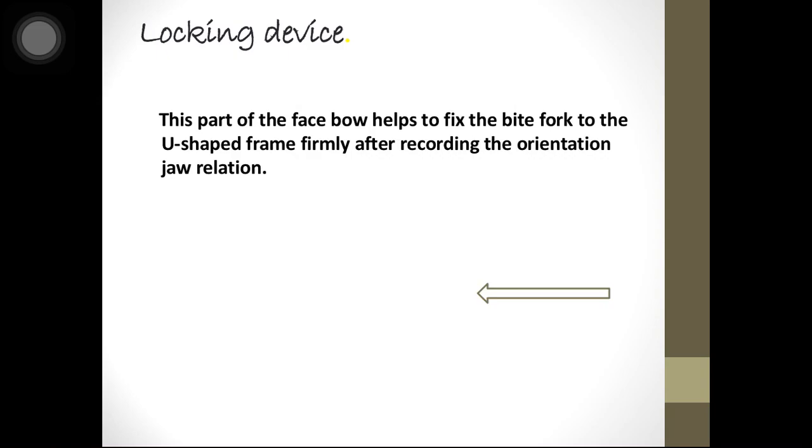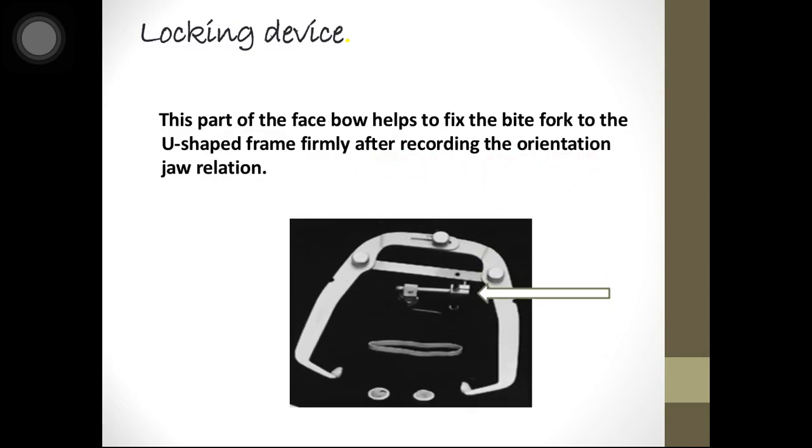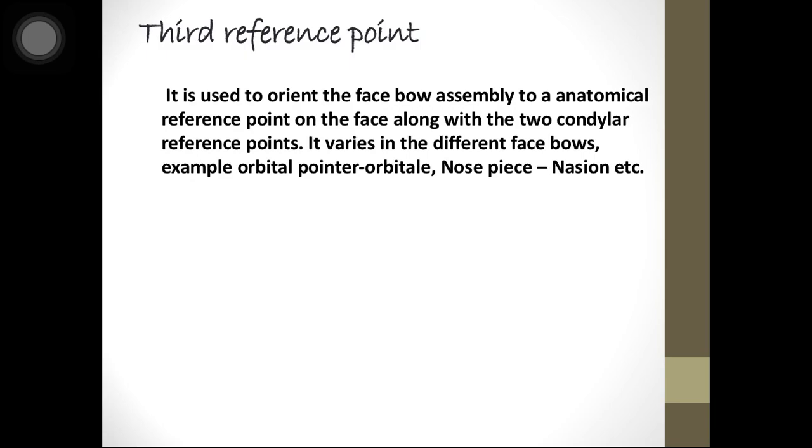This part of face bow helps to fix the bite fork to the U-shaped frame firmly after recording the orientation jaw relation. Third reference point is basically used to orient the face bow assembly to an anatomical reference point on the face along with the two condylar reference points. It varies in the different face bows, for example orbital pointer, orbitale, or nasion.